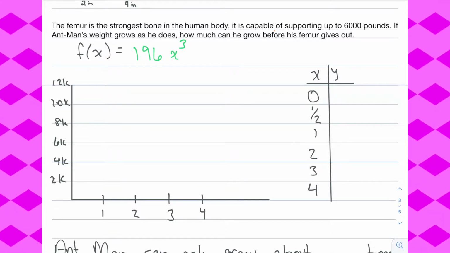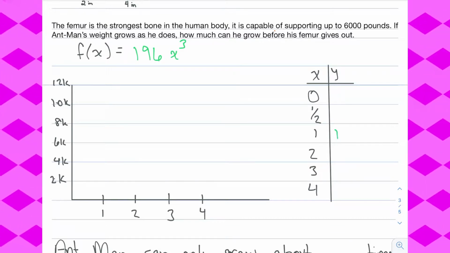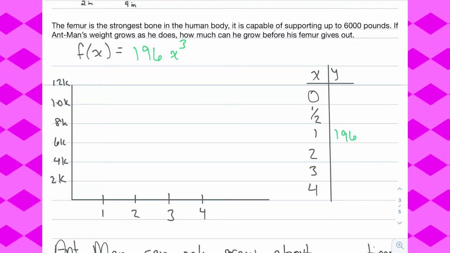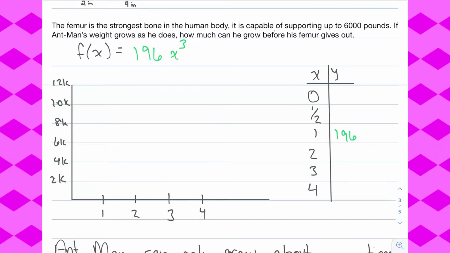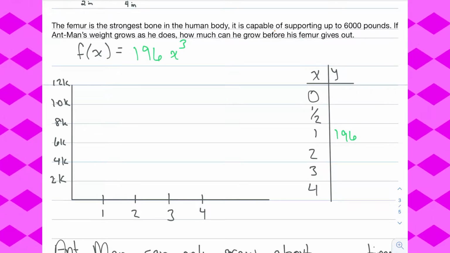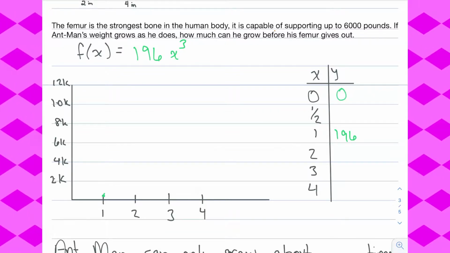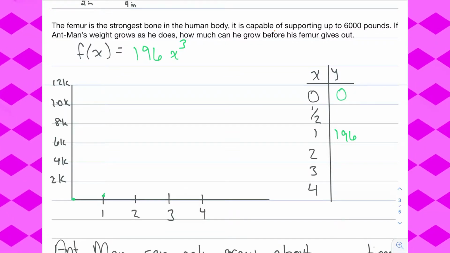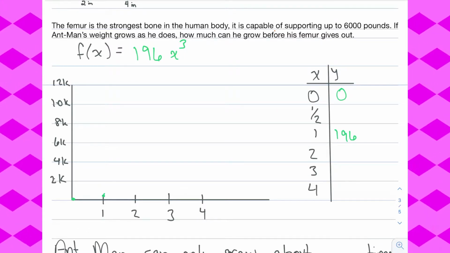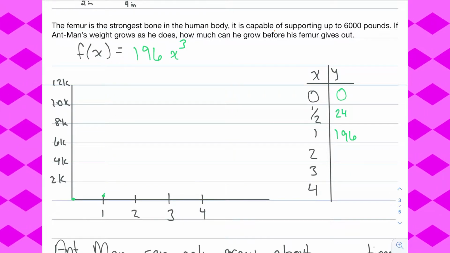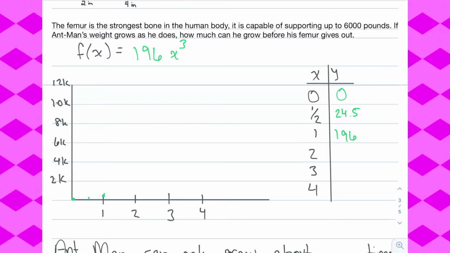So let's see what happens. If Ant-Man doesn't change his size, he's just 1 times his original size. It makes sense that his weight would still be 196 pounds. So I'll plot that point, 196. We'll have to do some estimation, right? That first line is already at 2,000. If he makes himself 0 times the size, it makes sense that he'd weigh 0 pounds. And the rest of the points is where it starts to get a little interesting. If Ant-Man makes himself half the size in each dimension, he will actually weigh 1/8 of his weight. He'd be 24 pounds or so.